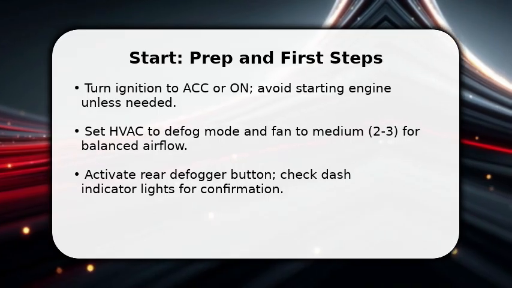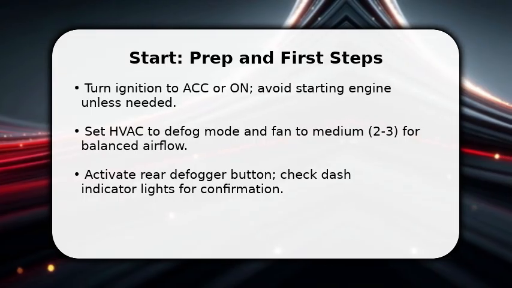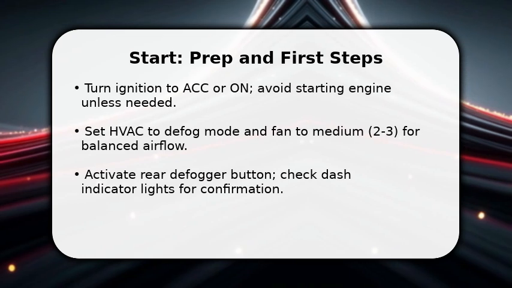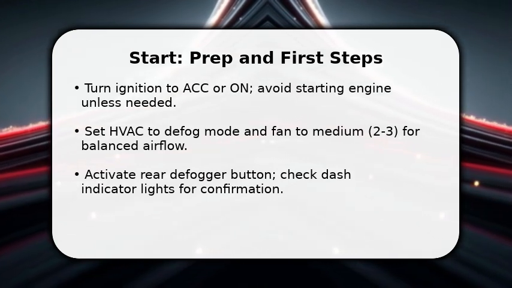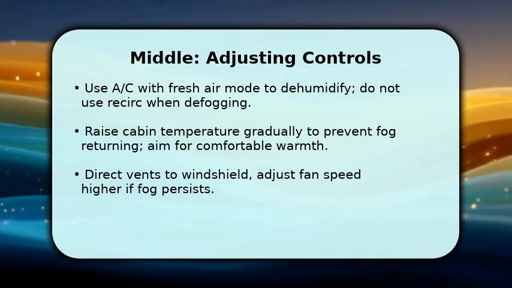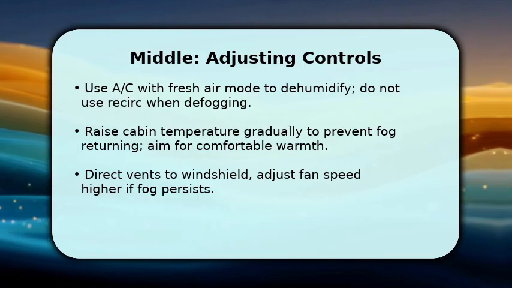Once done, you'll let the system run briefly to warm and circulate air, because moving dry, warm air clears moisture faster than cold, stagnant air. Now you refine settings to remove stubborn fog. Engage A/C and switch to fresh air intake because the A/C dehumidifies cabin air efficiently. Avoid recirculation since it traps moisture and worsens fogging.